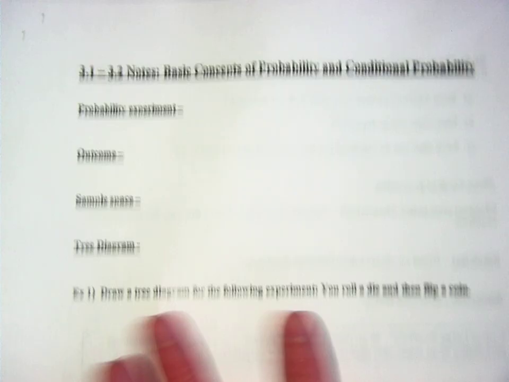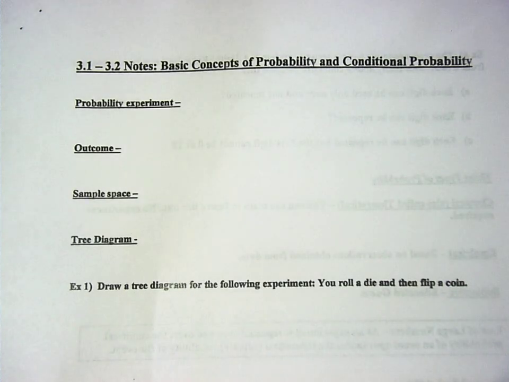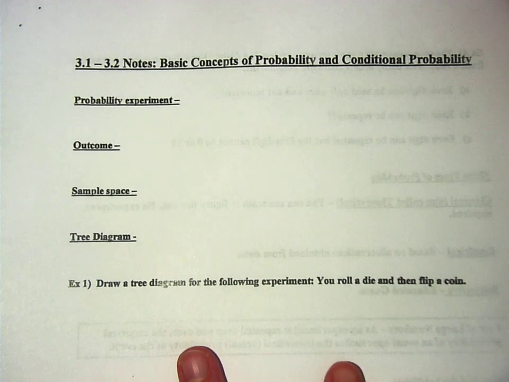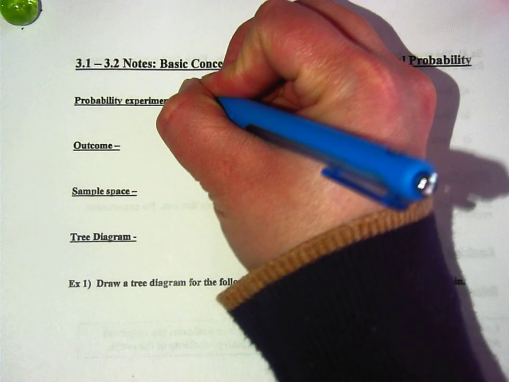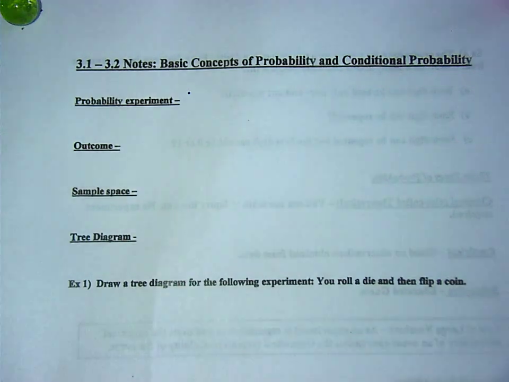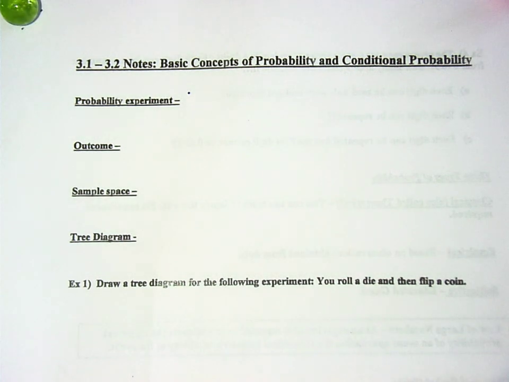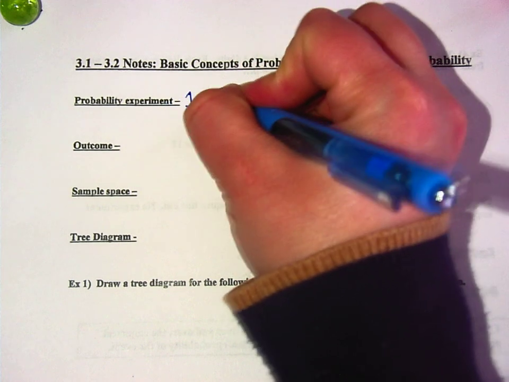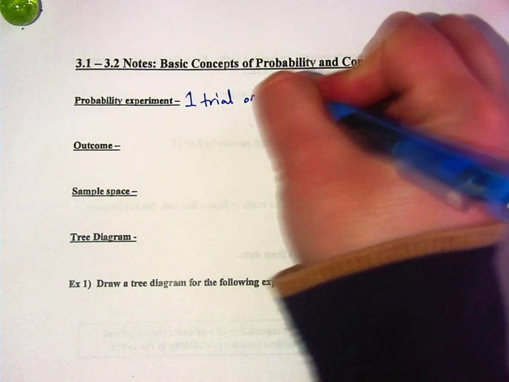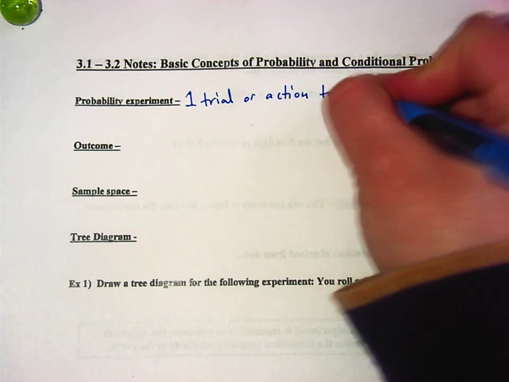So here we go. The first thing we have to write down is, what is a probability experiment? I believe it's defined as only one trial. So it's one trial or action to get data.